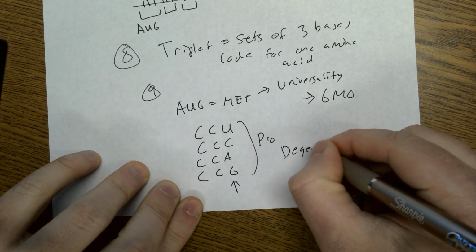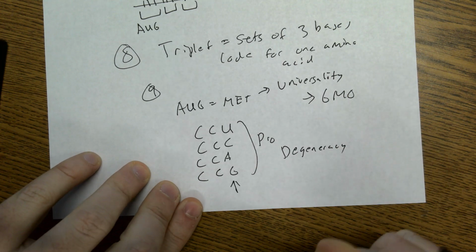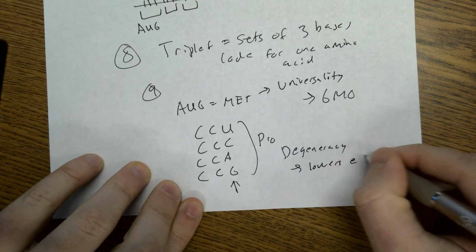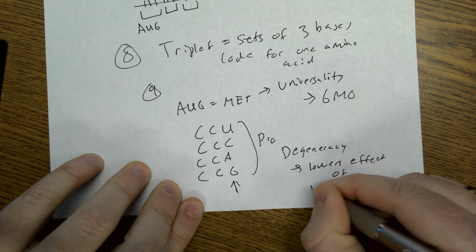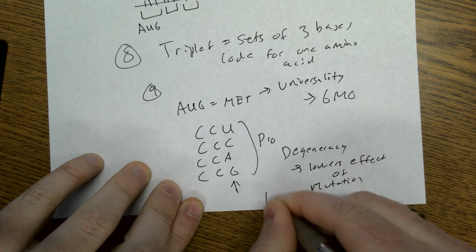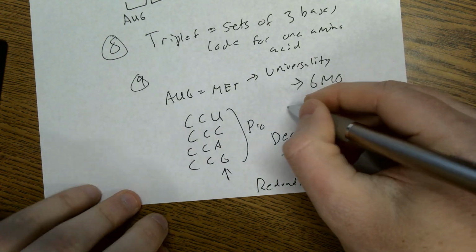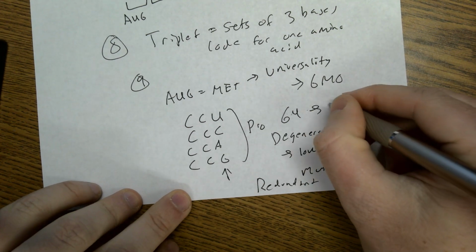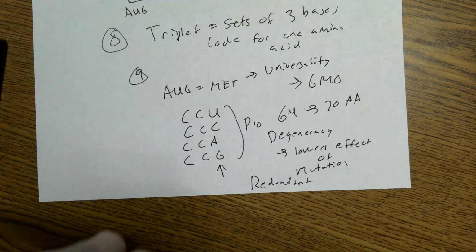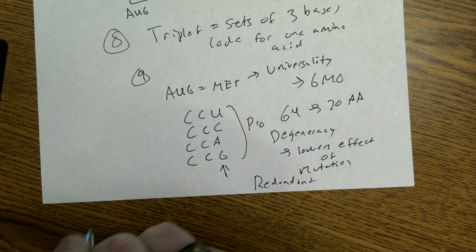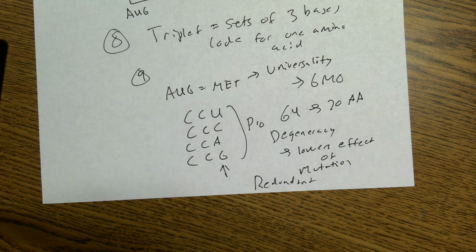This is called degeneracy. And what it allows for is for mutations to have less effect. So it lowers the effect of mutations. The 3rd base is redundant in a lot of the amino acids. So there's 64 triplets, but only 20 amino acids. So there's redundancy, and this is called degeneracy, and it allows for you to have less effect from mutations.